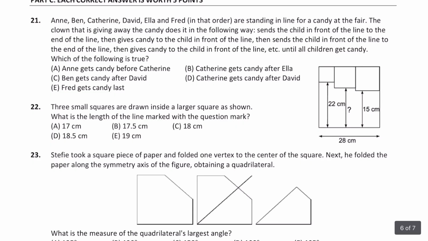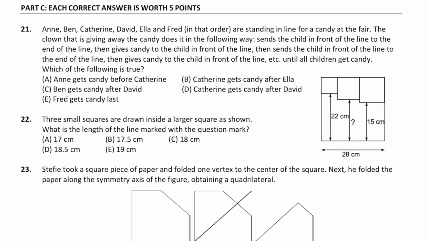Okay, now we have a bunch of people standing in a line to get a candy at a fair. Anne, Ben, Catherine, David, Ella, and Fred. The clown that is giving away the candy does it in the following way. He sends the child in front of the line to the end of the line, then gives candy to the child in front of the line, then sends the child in front of the line to the end of the line, then gives candy to the child in front of the line, and so on, until all children get candy. Which of the following is true?